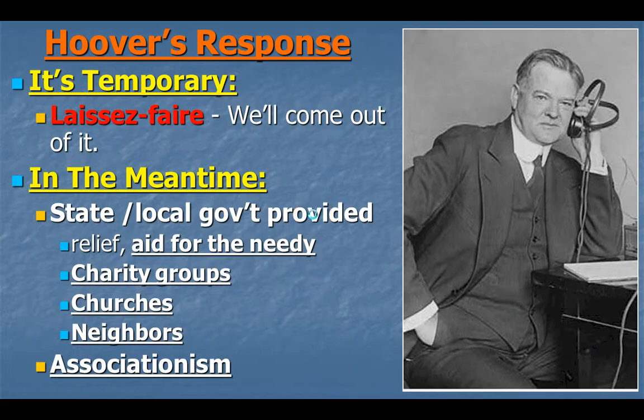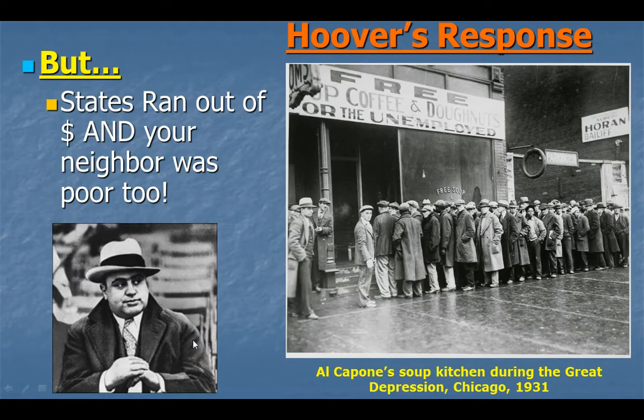All right. So Hoover's response to the Great Depression: this is just temporary. It's going to go away. This is a natural cycle of things. Laissez-faire is the theme. We'll come out of it. In the meantime, state and local government officials and local community members need to be the ones to provide relief and aid for the needy. They can be the most responsive to people in a particular area: charity groups, churches, neighbors. This is basically called associationism. It's not the federal government's responsibility and job to take care of individual people. It needs to be done on a local level. That's where the responsive, efficient response to stress and maybe even disorder can really happen.